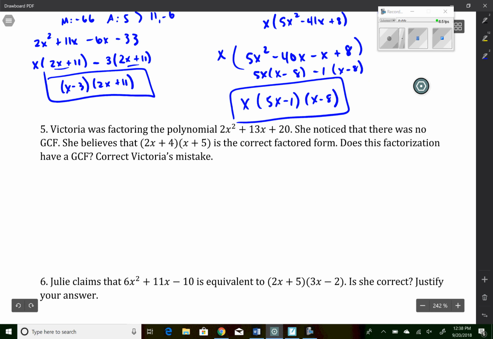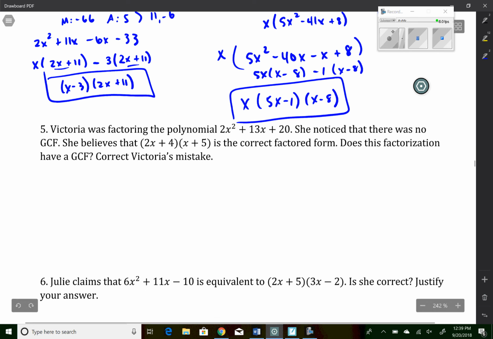Number 5 says Victoria was factoring the polynomial. She noticed that there was no GCF, and she believes that that is the correct factorization. Does this factoring have a GCF? The answer is no. There's no GCF in this factoring. 2, 13, and 20 have nothing in common. But she did make a mistake.